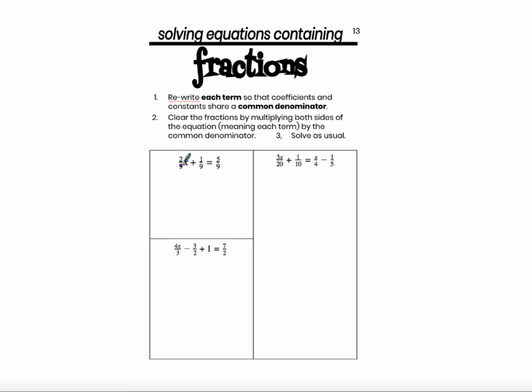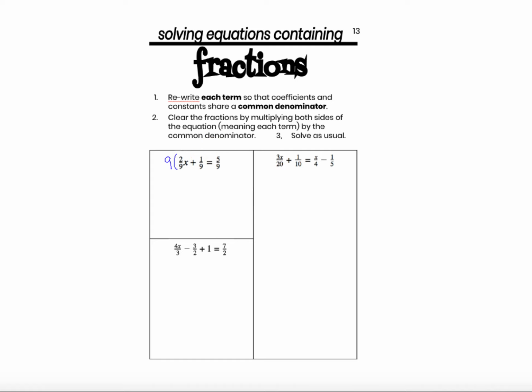To do this, we make sure each term is written with a common denominator, and that is already the case for this particular equation. And then we're going to multiply both sides of the equation by that common denominator. In this case, multiplying the left-hand side by 9 and the right-hand side by 9.